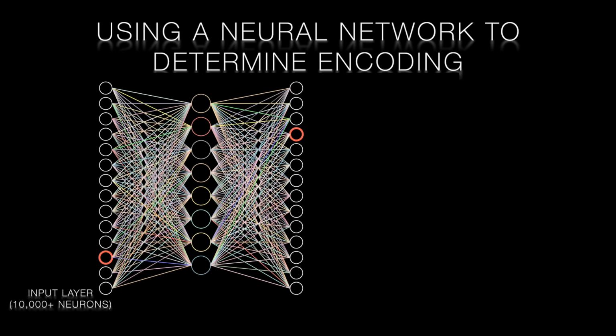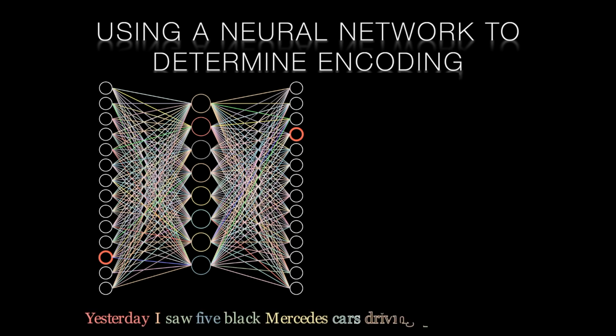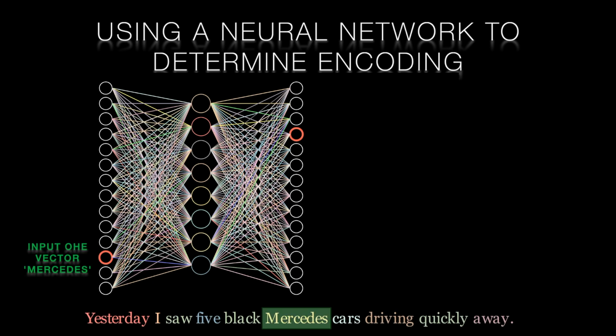We have an input layer and an output layer that have as many neurons as we have words in our vocabulary. For a large language model, this will be tens of thousands. Our hidden layer will be much smaller, typically a few hundred neurons. To train it, we'll take an input word from our sentence. Let's say in this case it's Mercedes, and we want it to predict the next word, which is cars. For a randomly initialized network, the initial estimate will likely be way off.